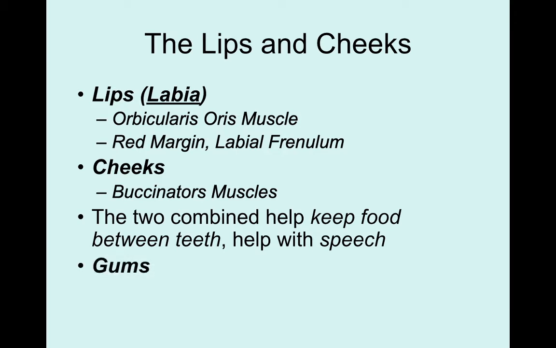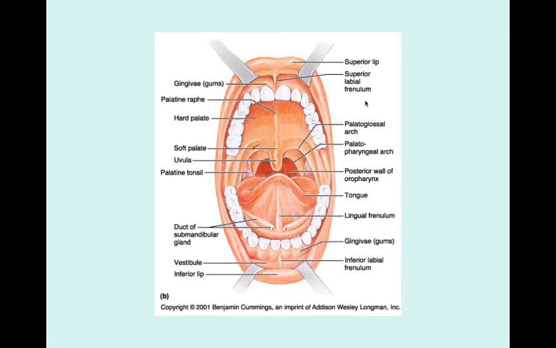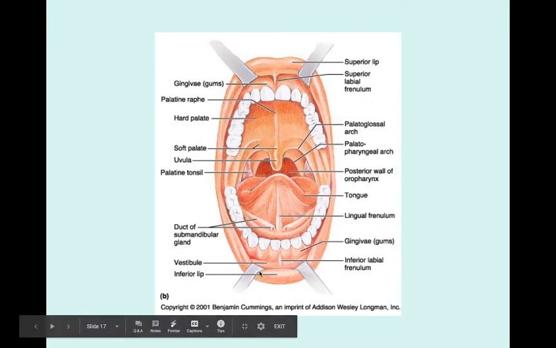We also have our gums, which our teeth are embedded in, and our gums are called gingiva. You've heard of gingivitis, which is inflammation of the gums. So here you can see your gingiva, which are your gums. Here you can see your superior labia, your inferior labia. Again, you can see your tongue, which is just really a huge muscle.